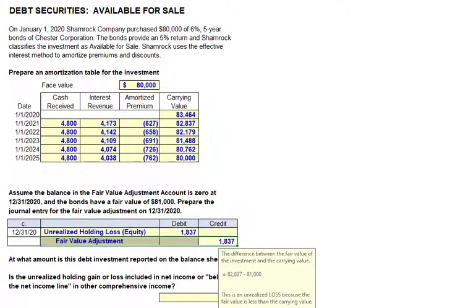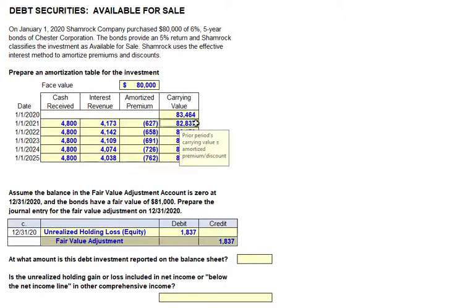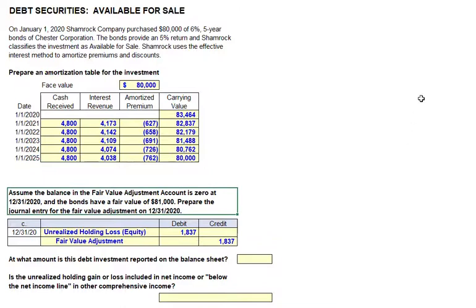$1,837. Again, that's simply the difference between our carrying value at the end of year one of $82,837 and what we're told is an $81,000 fair value. So that fair value adjustment will appear as a contra account and reduce the value of our bonds. And we're going to report them on the balance sheet at their fair value of $81,000. And that unrealized loss, notice the little equity in the parentheses, it becomes part of other comprehensive income.